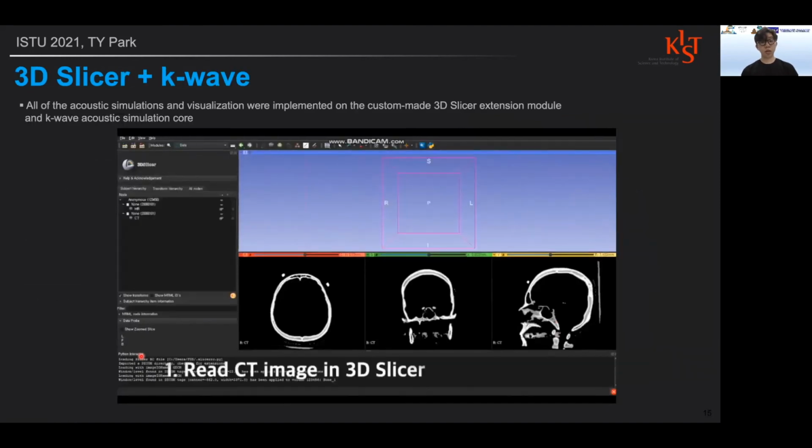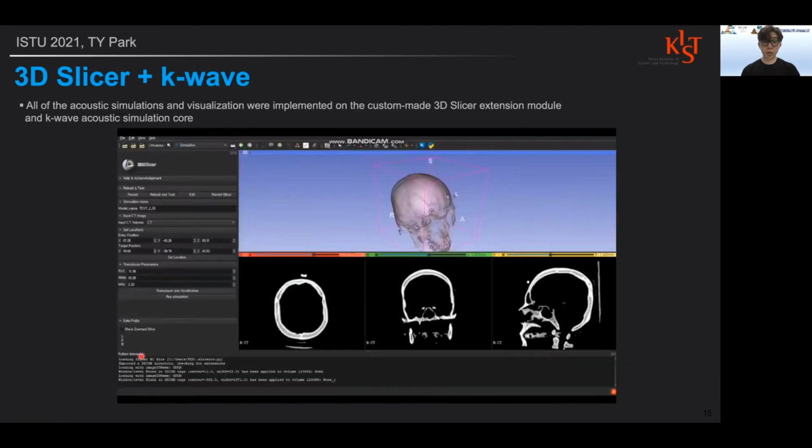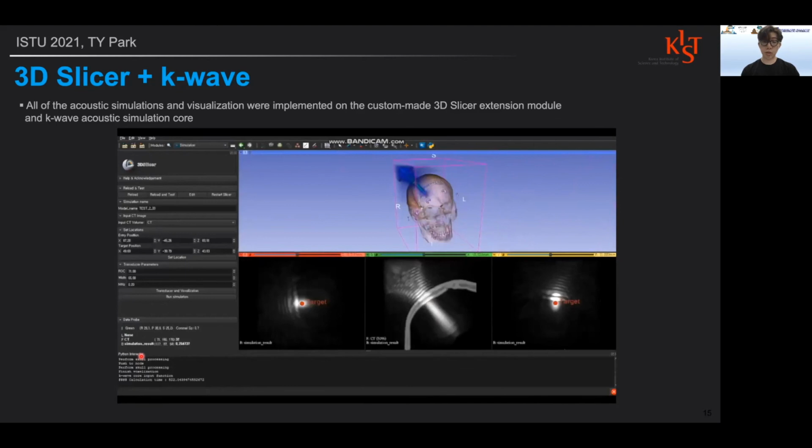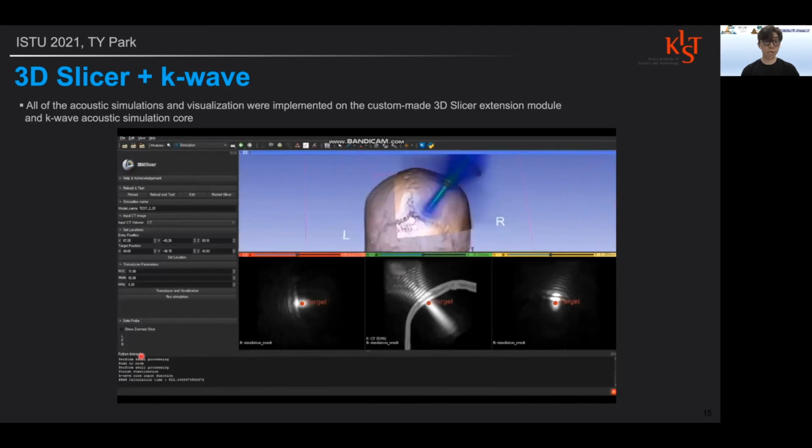In this study, all of the acoustic simulation and visualization were implemented on a custom-made 3D Slicer extension module using a K-Wave backend.